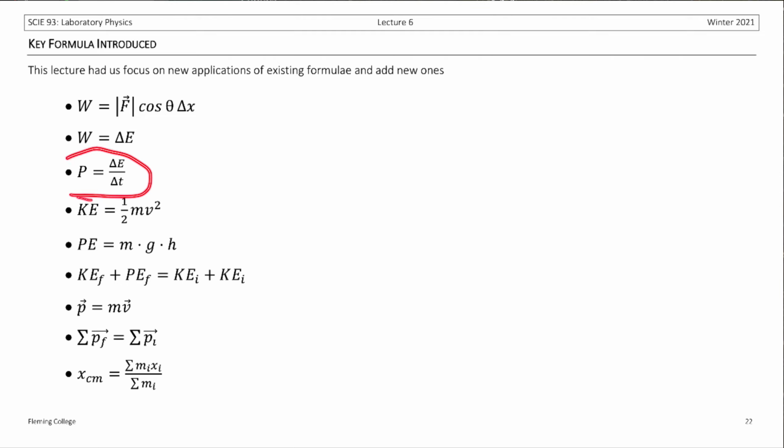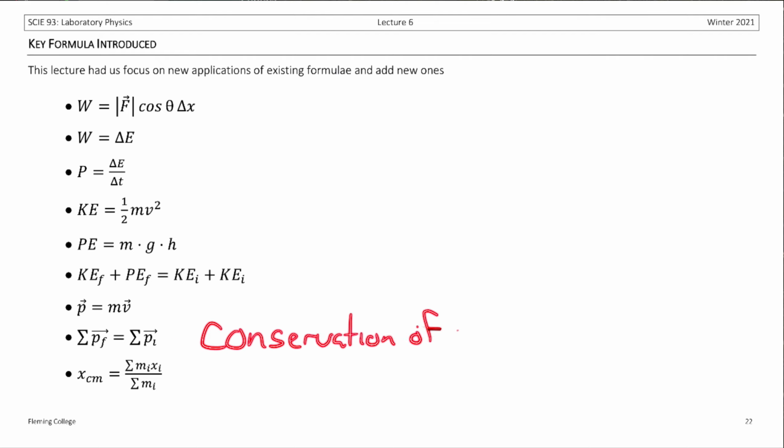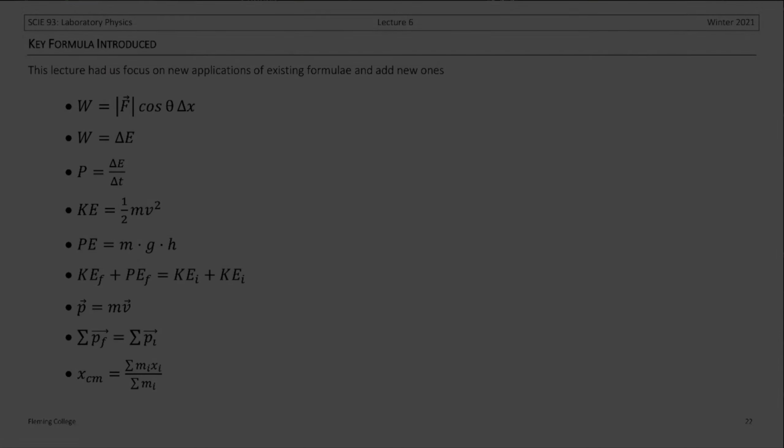We briefly talked about calculating power as the rate of change in energy, but the important equations for this unit are these ones that tell us how to calculate the kinetic energy and the potential energy, the law of conservation of energy, then moving on to calculate momentum and the law of conservation of momentum. Finally, we introduced an equation to calculate the center of mass.